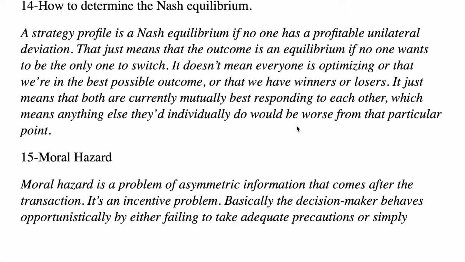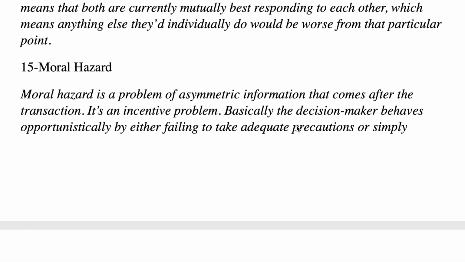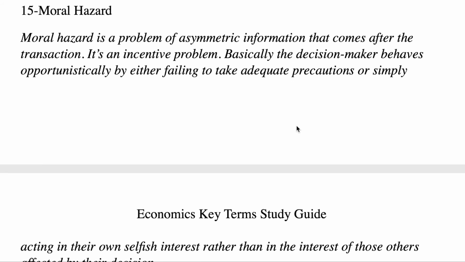Ultimately, it really just means that all the players are currently mutually best responding to each other. It means that anything else that they would do individually would end up being worse from that particular point. There might be other equilibria in the game, or other outcomes in the game that would have higher payoffs to one or both players. It just has to be that they cannot get there alone. They would need the other person to switch too. And as long as there are no profitable unilateral deviations, we have a Nash equilibrium at that point.